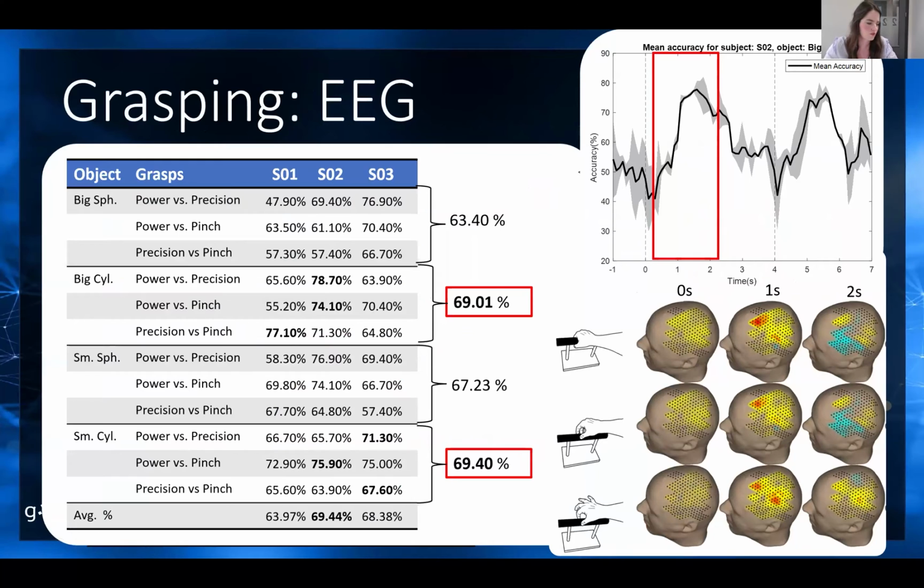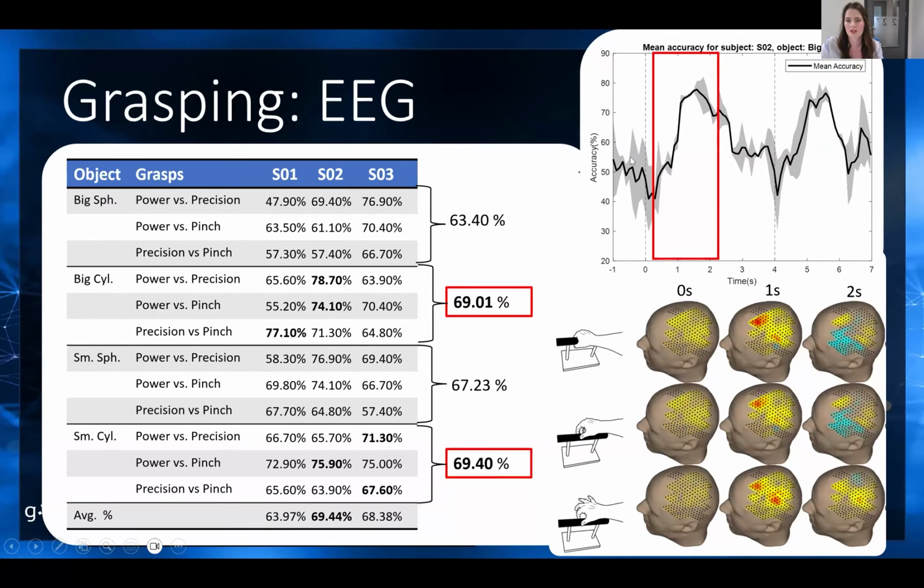Then if we go to EEG accuracies, for the classification here, we used 8 to 30 Hertz using LDA, and we classified within objects as a two-class problem. On the participant level, the best accuracies were around 69%, and for the objects, this was similar.